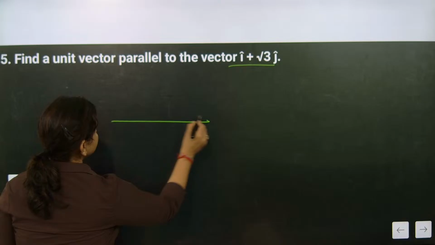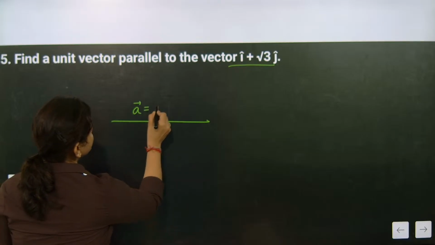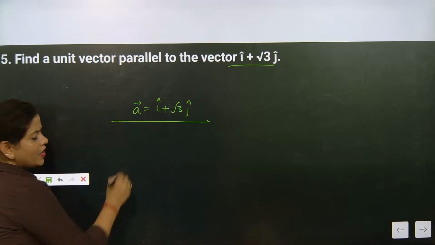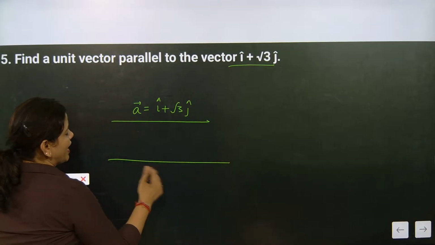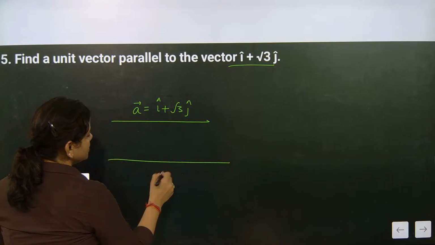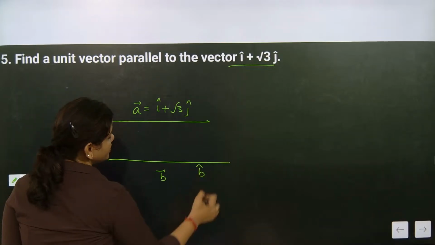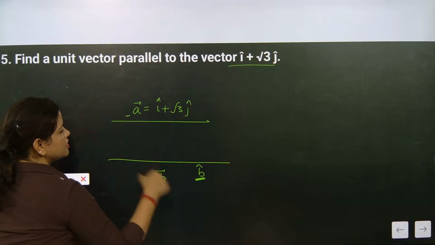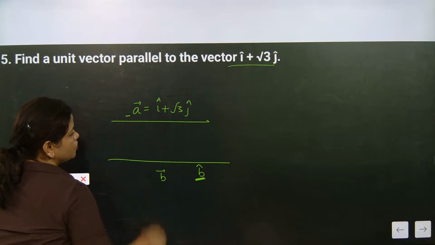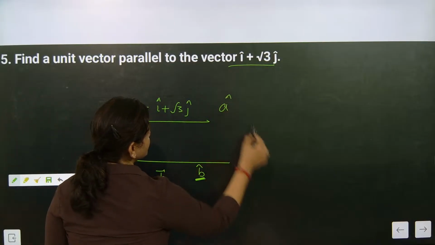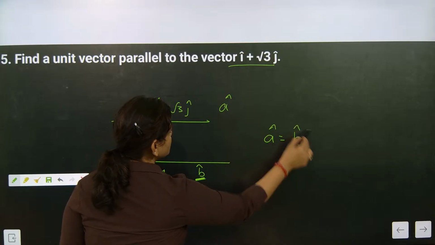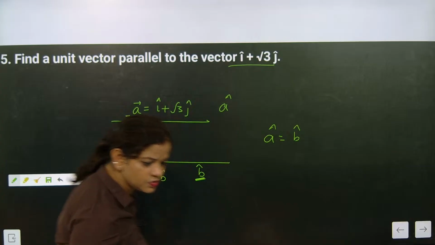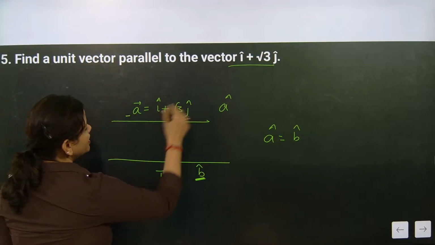So one vector is given. Let us consider that A vector is equal to i cap plus root 3 j cap. Now you have to find a unit vector which is parallel to this. If there is a B vector parallel to A vector, its unit vector will be equal to the unit vector of A, because unit vectors are direction specific. Remember this very carefully.